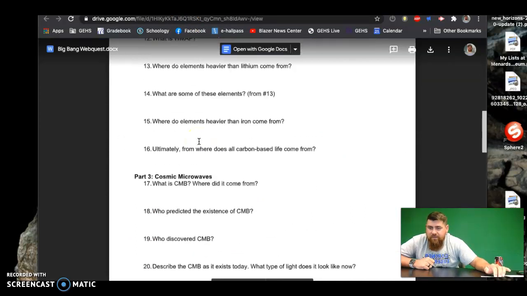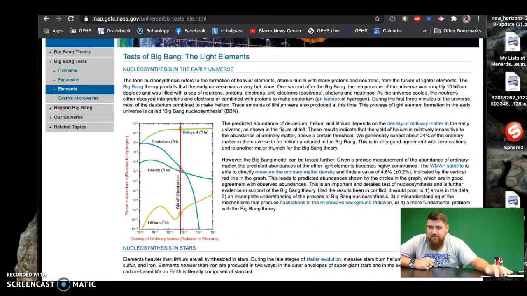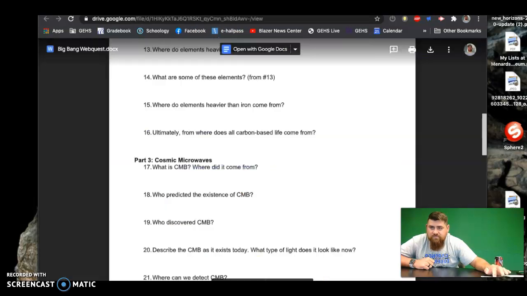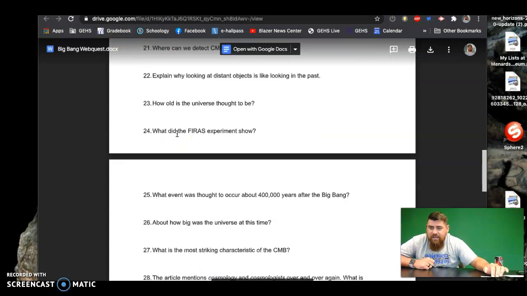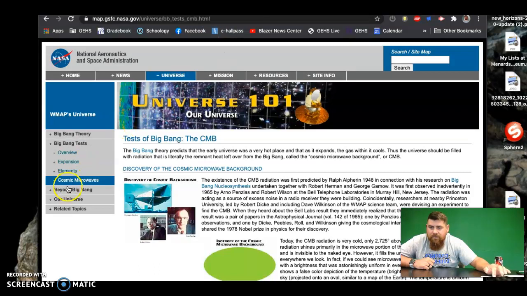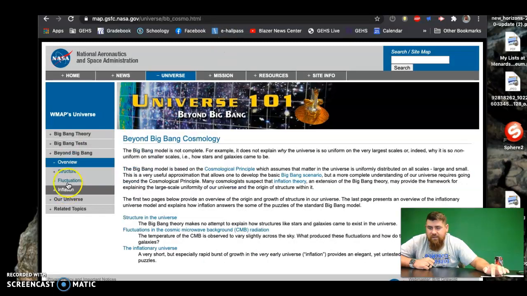And Part 3 is the Cosmic Microwaves. So come back here, and we've got Cosmic Microwaves. See how this works? It's pretty easy. It's organized. And then you're going to come down to Beyond the Big Bang, and you've got Parts 1, 2, and 3 of Beyond the Big Bang. Beyond the Big Bang is this next tab down here, and you've got 3 parts. Parts 1, 2, and 3.